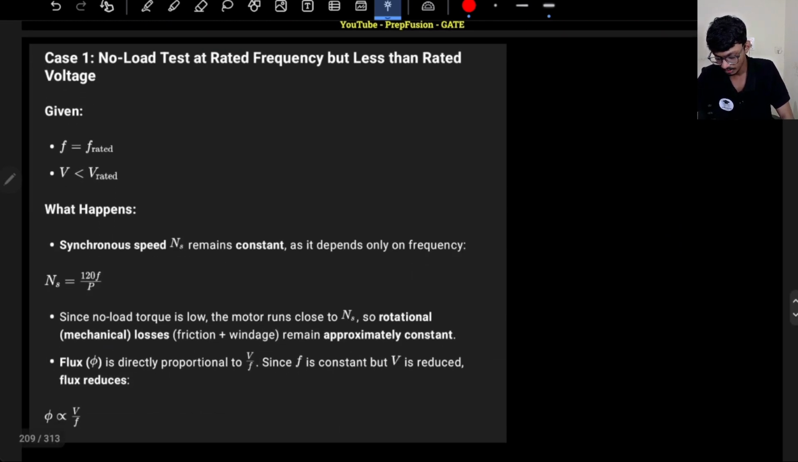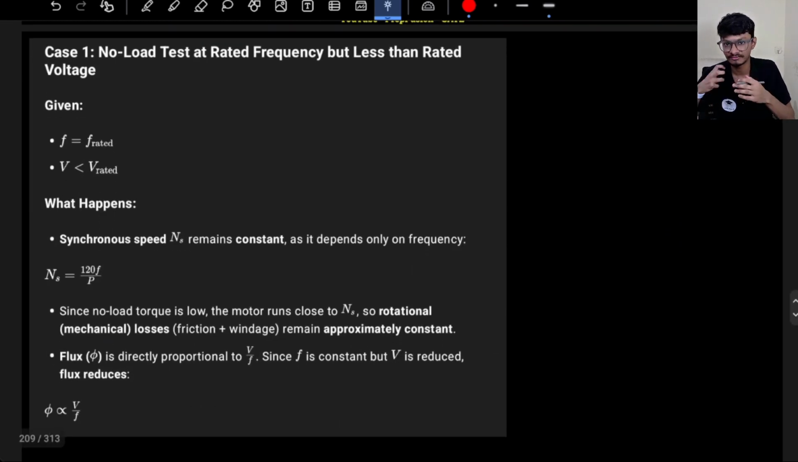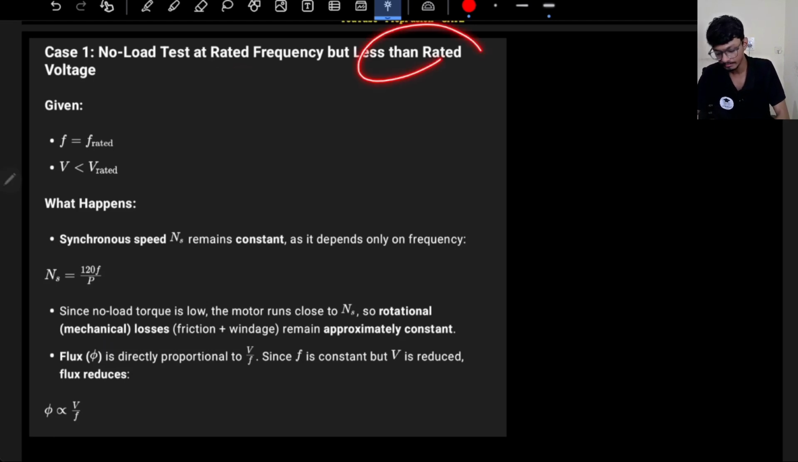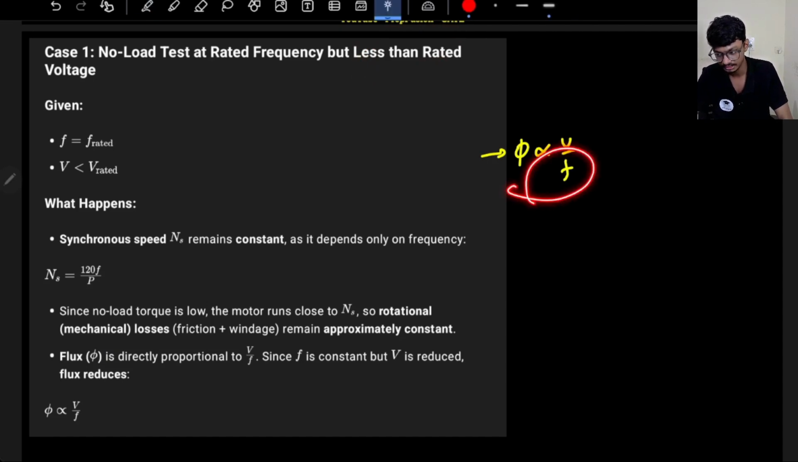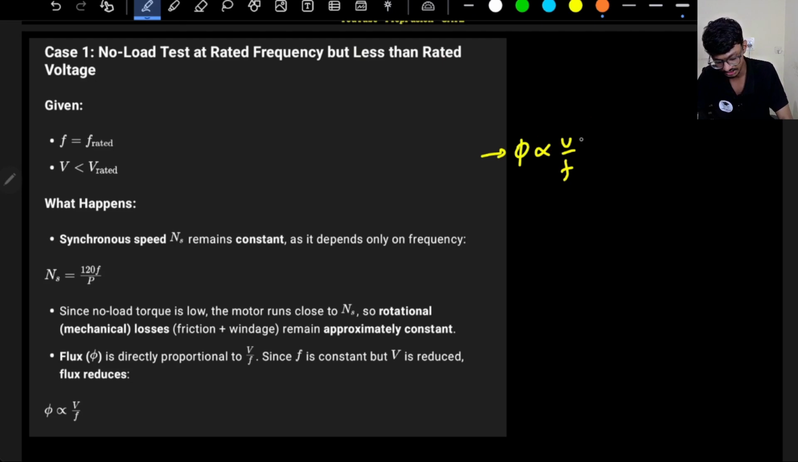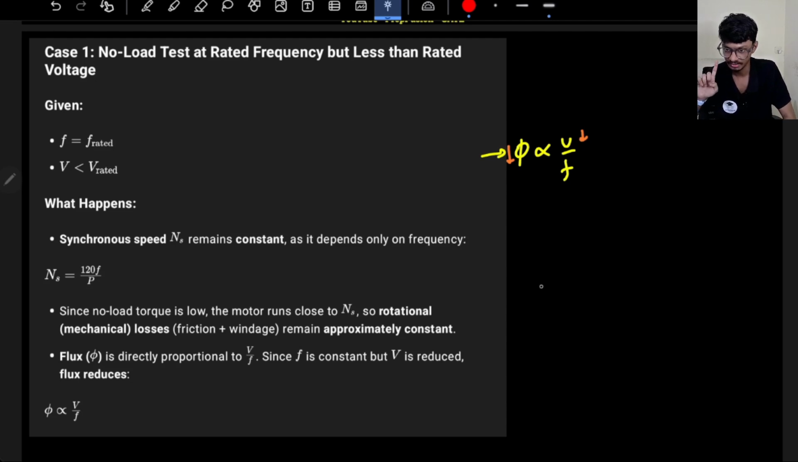So now we will discuss what happens to the losses when we vary the frequency and voltage in the no load test. If I am operating at rated frequency and I am reducing the voltage, what will happen to the flux? Mainly in the no load test we measure the iron loss. So the flux is proportional to V by F. If the frequency is fixed and I am changing the voltage, so if the voltage is reduced, my flux will also be reduced. If flux is reduced, that means there will be less magnetizing current. That is sure.